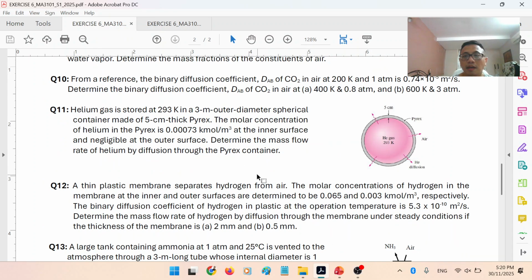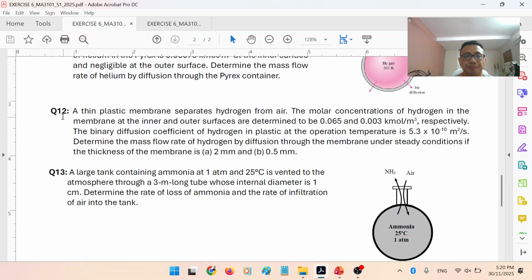Okay, next. A thin plastic membrane separates hydrogen from air. The molar concentrations of hydrogen in the membrane at the inner and outer surfaces are determined to be 0.065 and 0.03 kilomole per meter cubed respectively. The binary diffusion coefficient of hydrogen in plastic at the operating temperature is 5.3 times 10 to the power negative 10 meters squared per second.